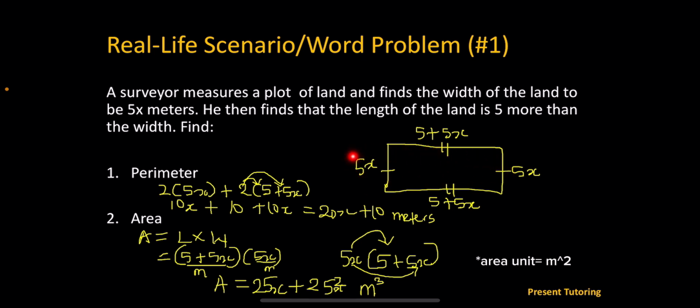So it would be the sum of this part of the width and then this part of the width, and then the sum of the two lengths. So it would basically be 2 times the width plus 2 times the length. So that's what we have here. You have 2 times 5x plus 2 times 5 plus 5x.